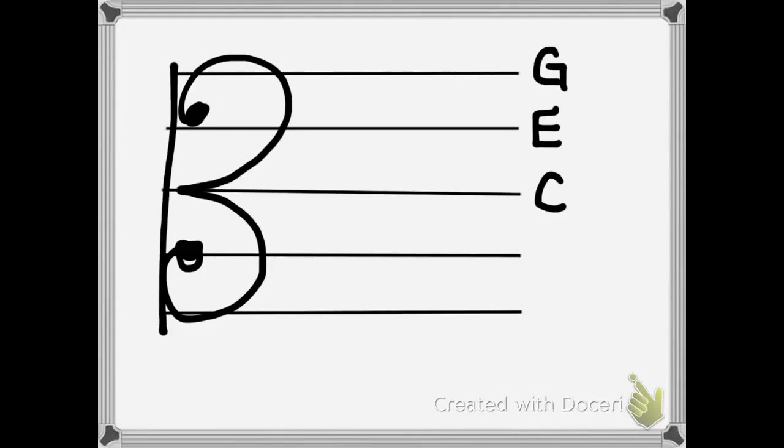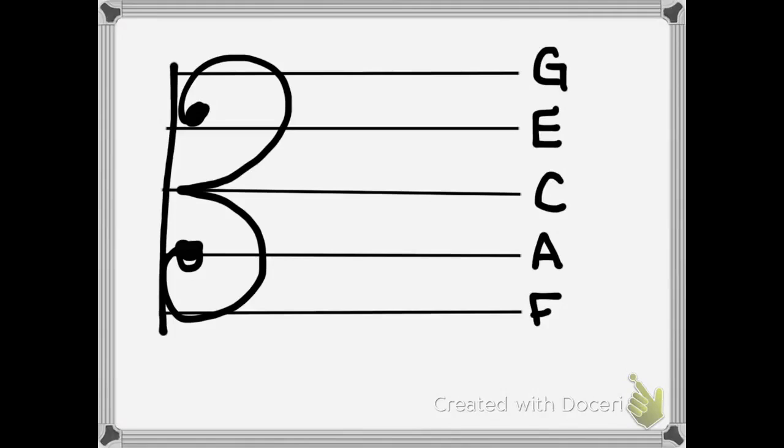Let's go backwards. This might be a little tougher. C, the letter before C is in this space, would be B. The letter before B is A, which is that line. And then we have to go backwards. What comes before A? The letter G, which means before G is F, this bottom line, is F.